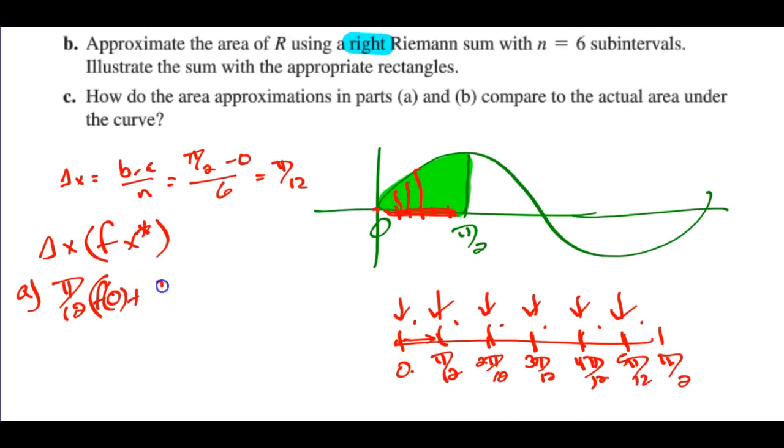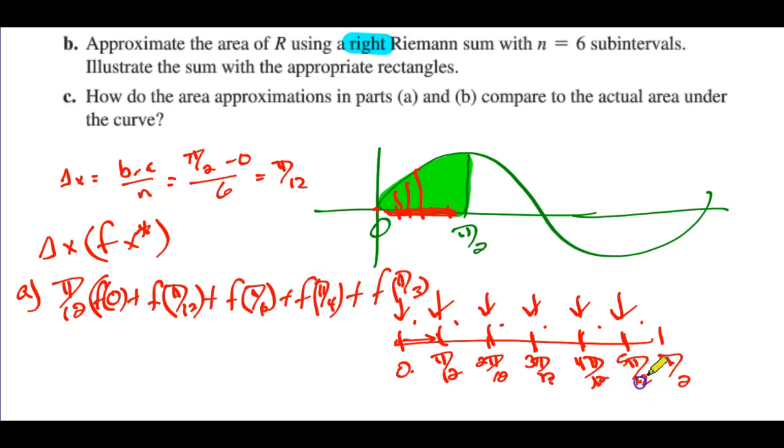Those are the only ones I'm going to grab. So I started with 0 plus f of pi over 12 plus f of, well, this is pi over 6. This is pi over 4. This is pi over 3. And then I end with 5 pi over 12.